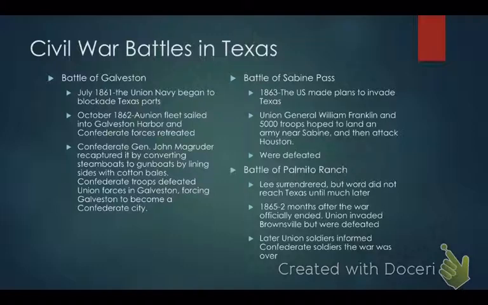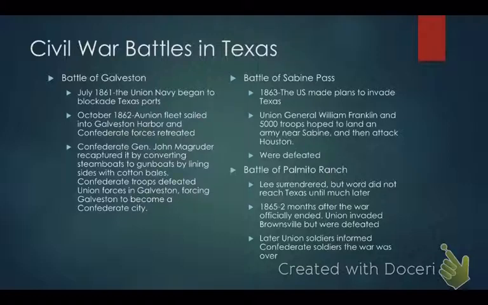These are just 3 major battles that we had inside of Texas. The first was the Battle of Galveston, which happened shortly after the war began. The Union began to blockade Texas ports, so they were just trying to block it off where they couldn't get any cotton out of Texas and go trade in other parts of the world and make money.